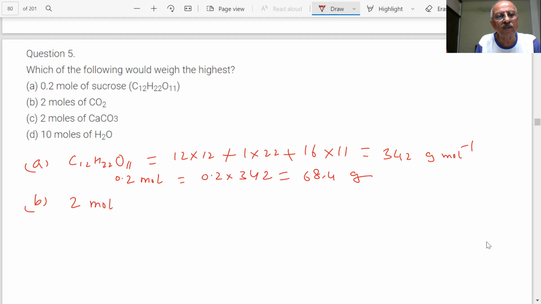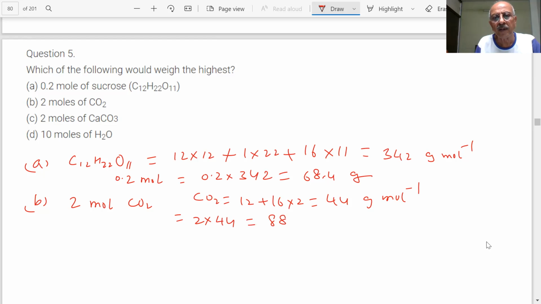2 mole of CO2. What is CO2? 12 plus 16 into 2 is 44 gram per mole. Then what will be the 2 mole? 2 into 44. How much? 88 gram. 88 gram. What is the C?